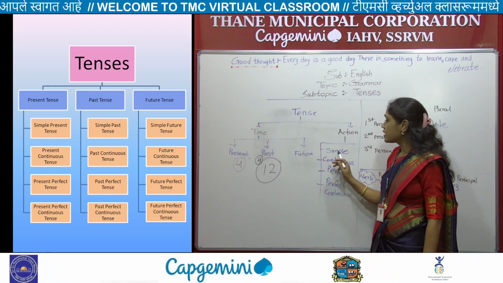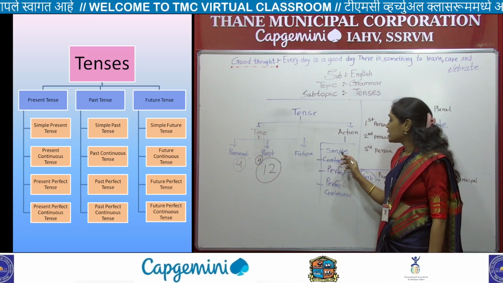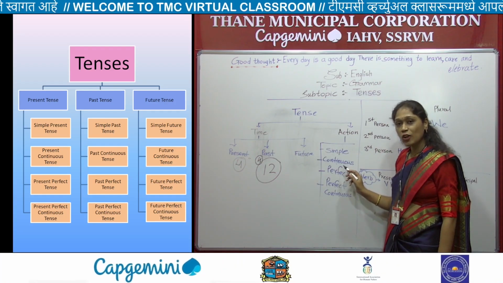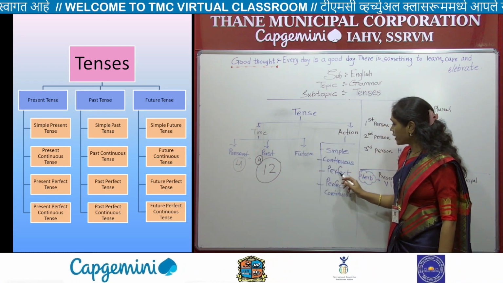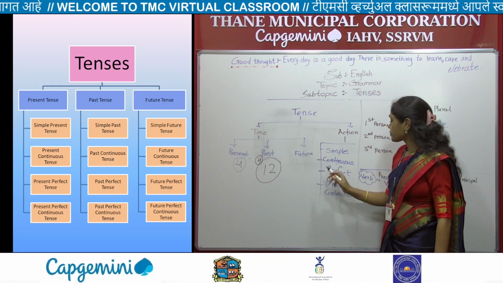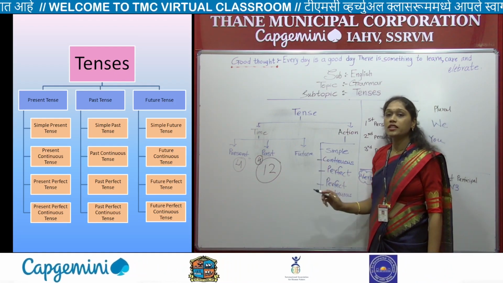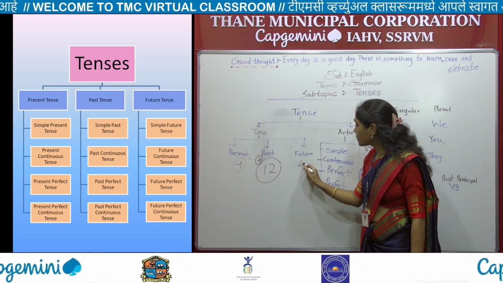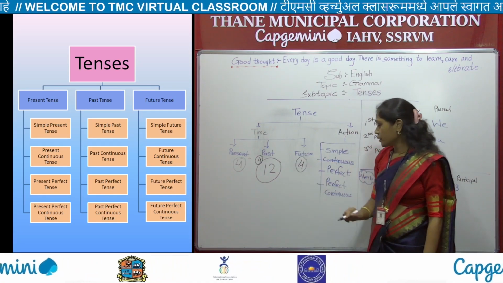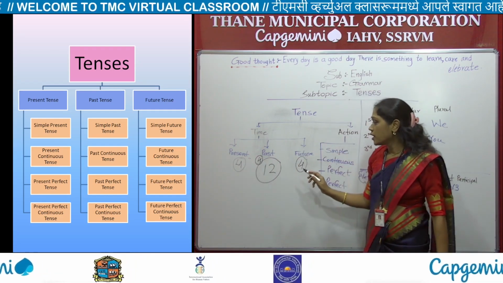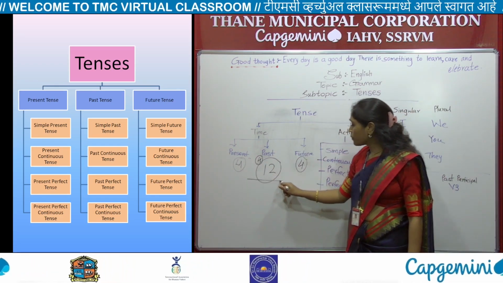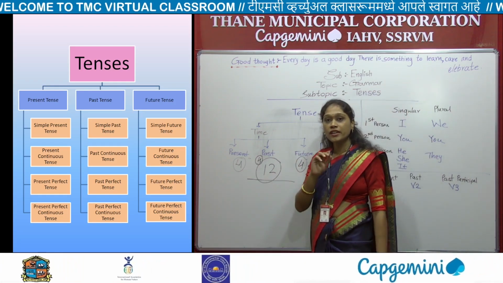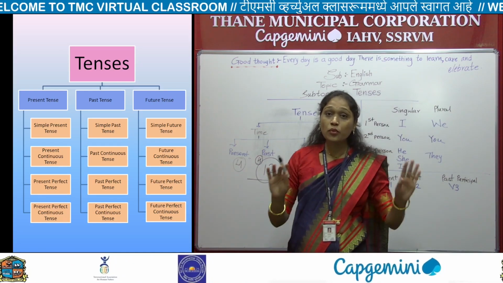Then future tense: simple future tense, साधा भविष्यकाळ. Future continuous tense, चालू भविष्यकाळ. Future perfect tense, पूर्ण भविष्यकाळ. Perfect continuous future tense, चालू पूर्ण भविष्यकाळ. Again 4 subtypes of future tense. Total 12. There are only 12 subtypes of tenses in English. How many? 12 tenses. टेन्शन घेऊ नका.